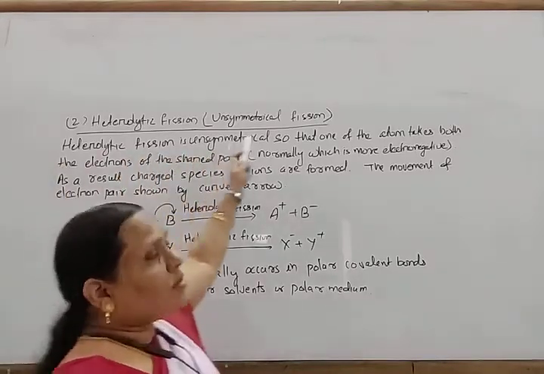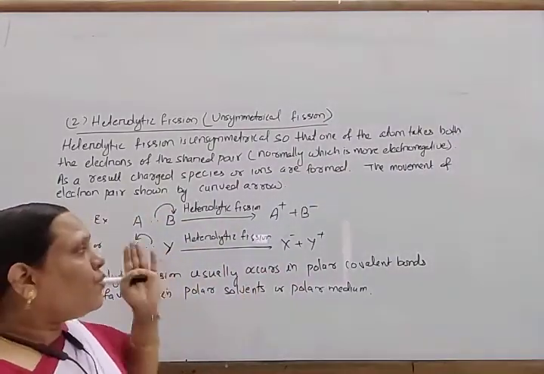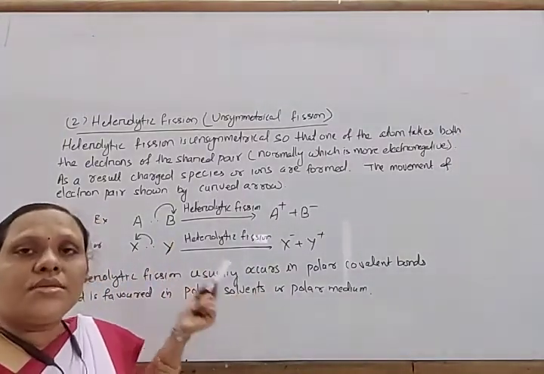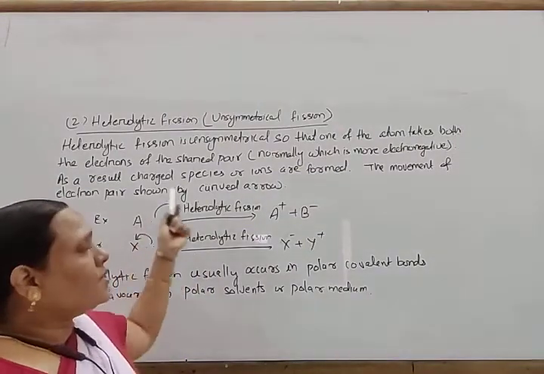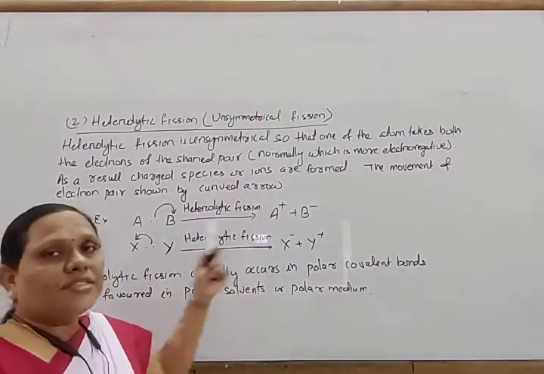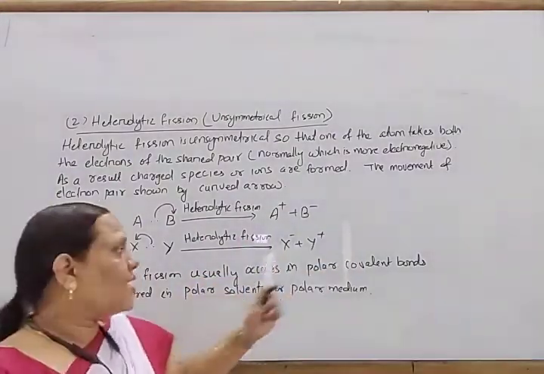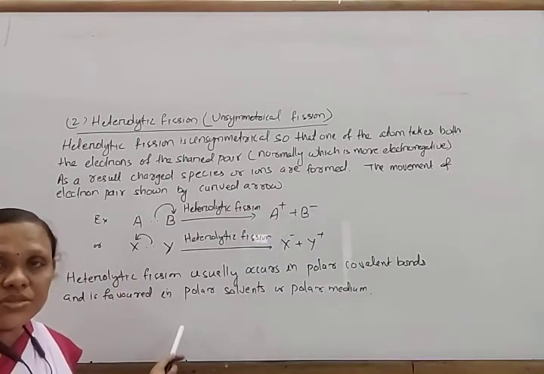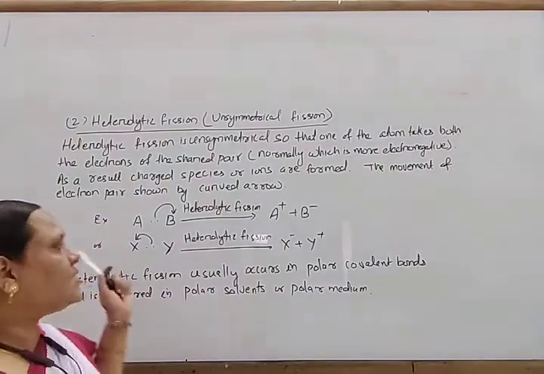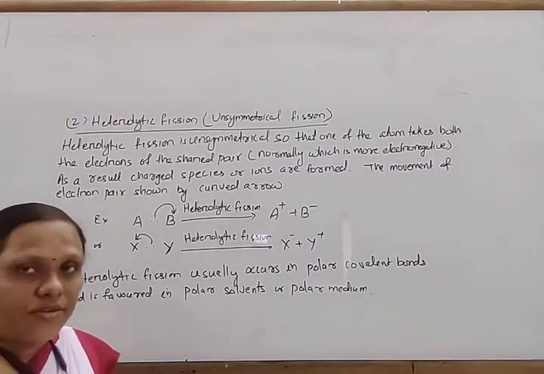Next, heterolytic fission, or unsymmetrical fission. This type of fission takes place in such a way that both the electrons of the shared pair shift towards one atom, so that the other atom gets nil. The total electron pair shifts towards one. As a result of this heterolytic cleavage, ions or charged species are formed. There are two types of charge, positive charge and negative charge. Generally this heterolytic fission takes place in polar bonds, between atoms having a large electronegativity difference, and in a polar medium or in the presence of polar solvents.